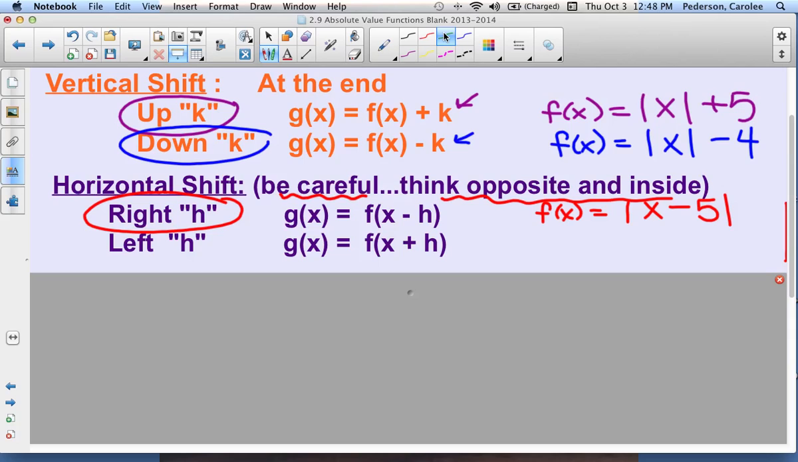The second one is when you have a plus h. So something like this, f of x equals the absolute value of x plus 4. We're going to shift it to the left 4. Make sure you pause and finish writing these down.